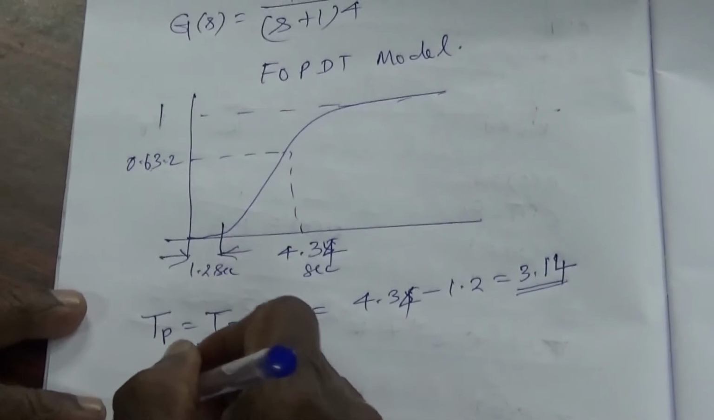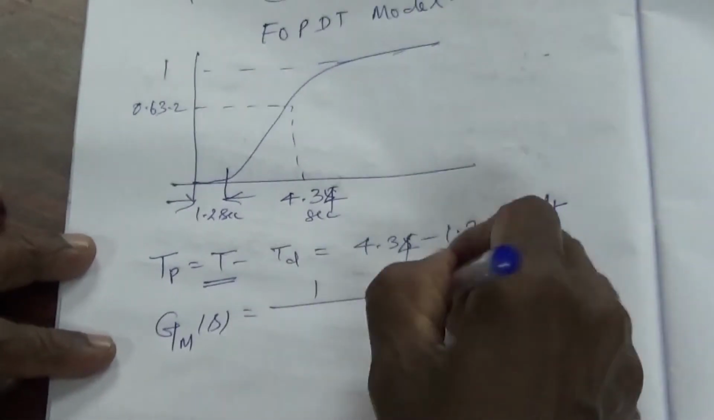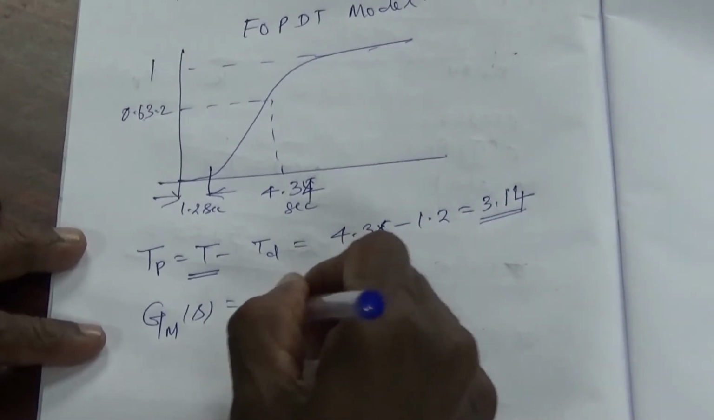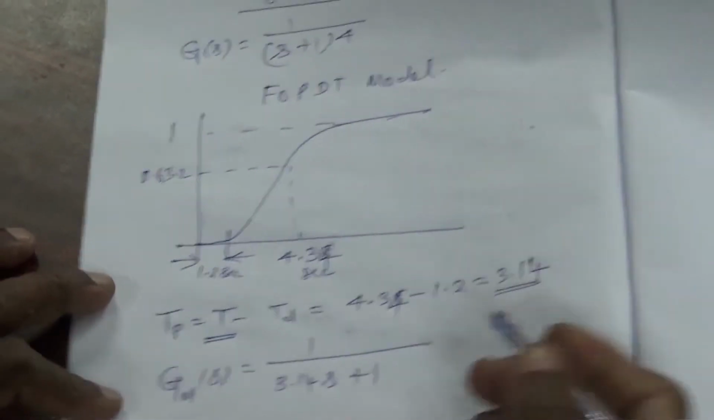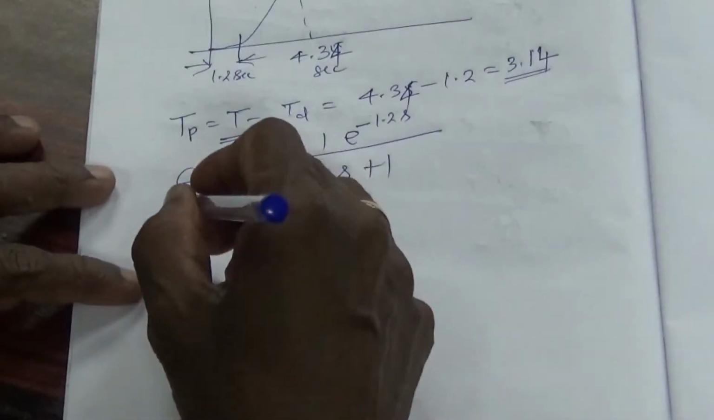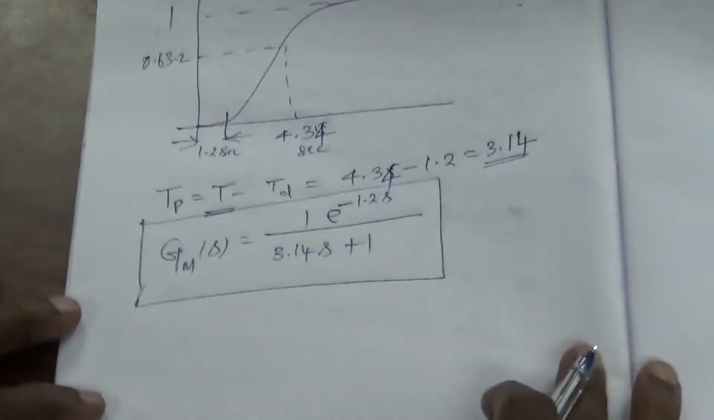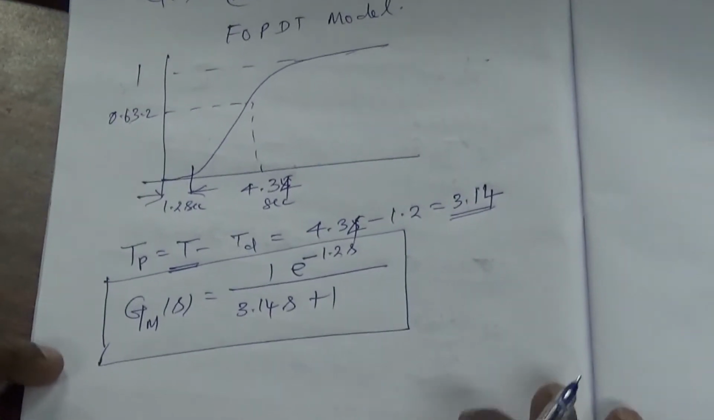Therefore the model of the process is 1 by (3.14 s plus 1) e power minus 1.2 s. This is the model. Now we are going to use this model to design the Kalman's algorithm.